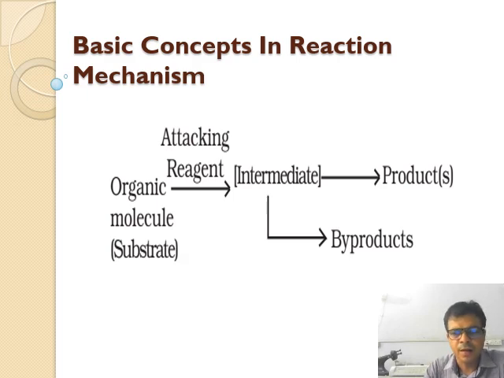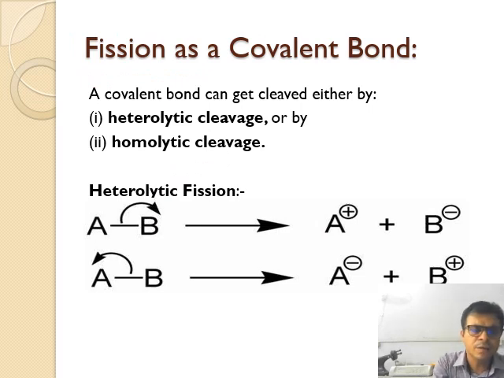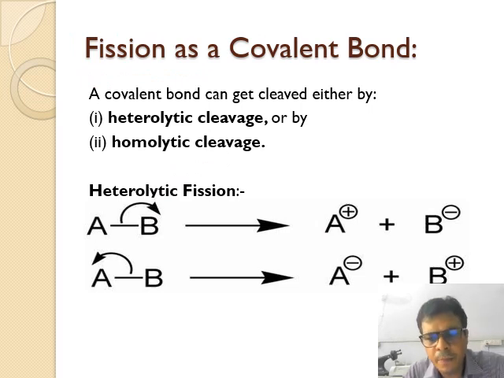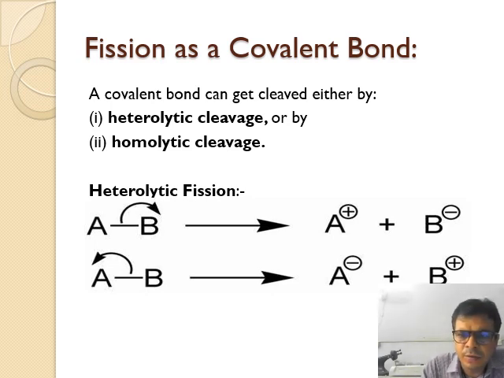Now coming to the next slide, what is a covalent bond? The covalent bond, as we all know, is the bond formed by the sharing of electrons. Suppose A and B are there, and one electron of A and one electron of B are shared together, a covalent bond is formed. Now there is the breaking of a covalent bond, that means there is a fission of the covalent bond. The covalent bond can be broken in two ways: heterolytic cleavage or heterolytic fission, or homolytic fission.